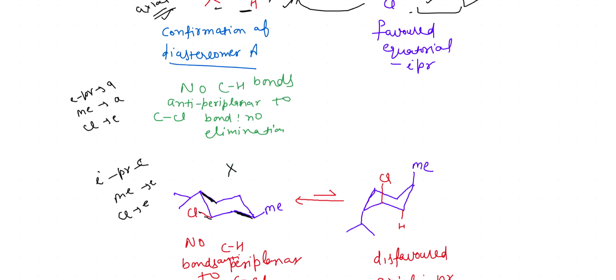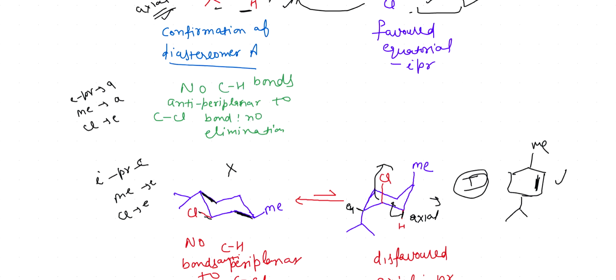But if there is inversion in the ring, what is happening? There is one axial bond, that is CH, and that is anti-periplanar to C-Cl, and this will be removed. Here the hydrogen bond is at the equatorial position. There is one axial bond. That's why in this case, there is the possibility of one product, that is where the double bond is present over here. Clear?